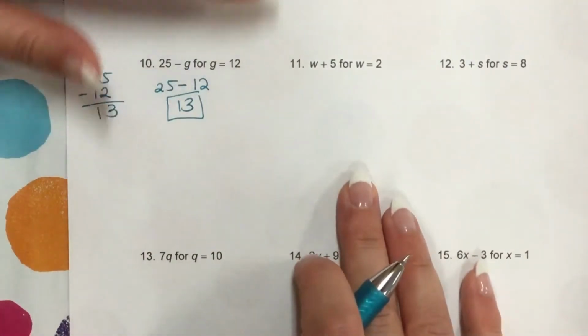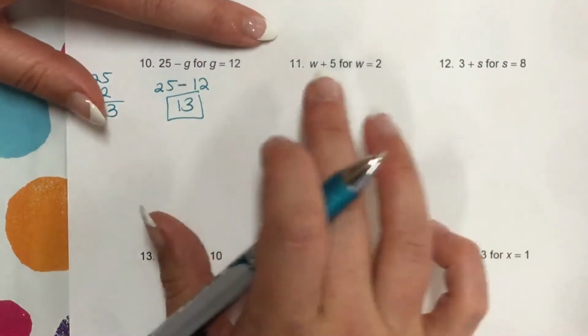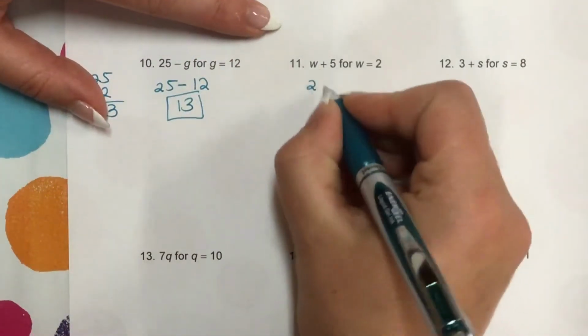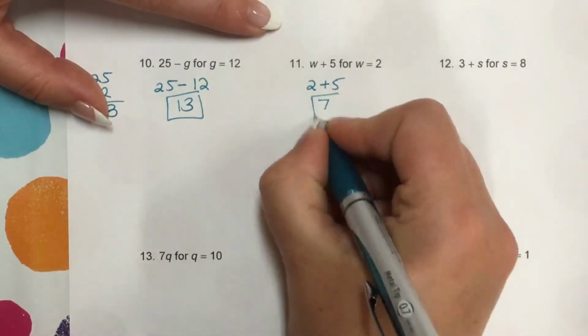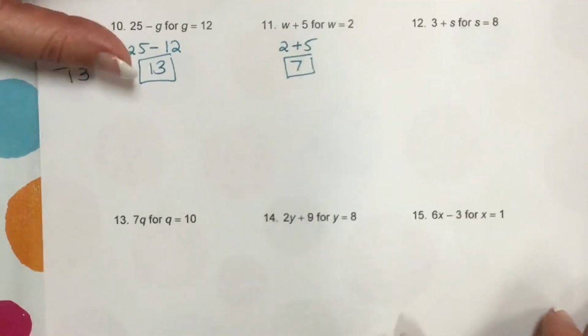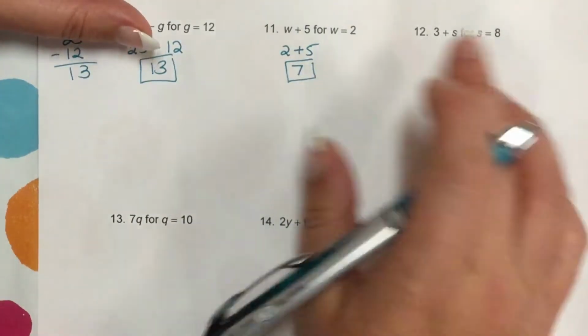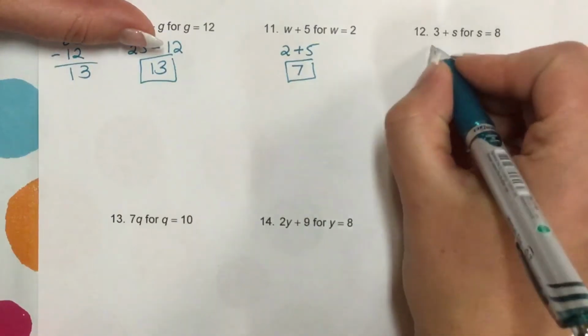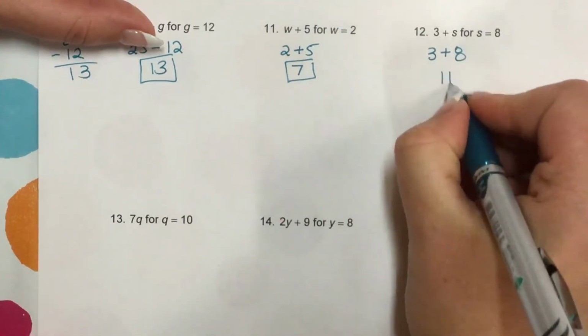Okay, on number 11, W plus 5 for when W is equal to 2. So we're going to substitute the 2 for the W, 2 plus 5. And 2 plus 5 is equal to 7. All right. Number 12, 3 plus S for when S equals 8. So let's go ahead and substitute the 8 in for S. So we have 3 plus 8. 3 plus 8 is 11.